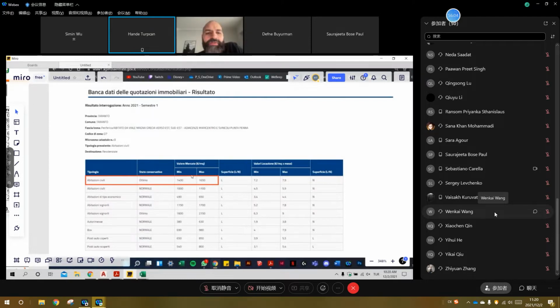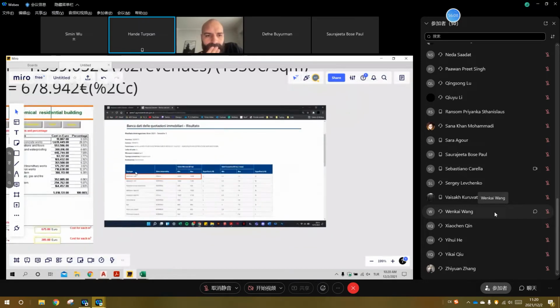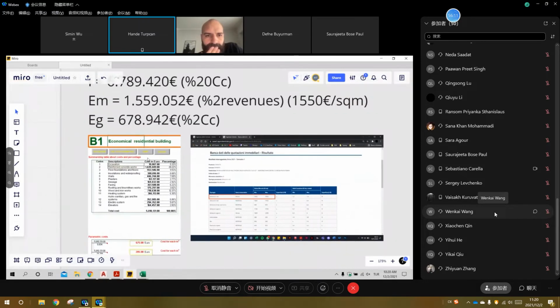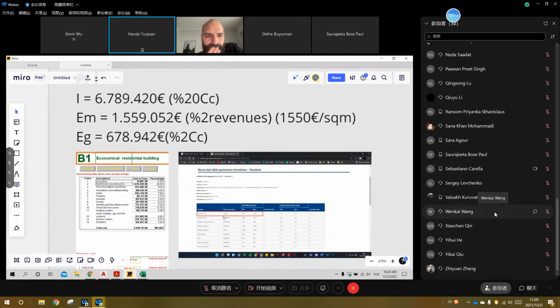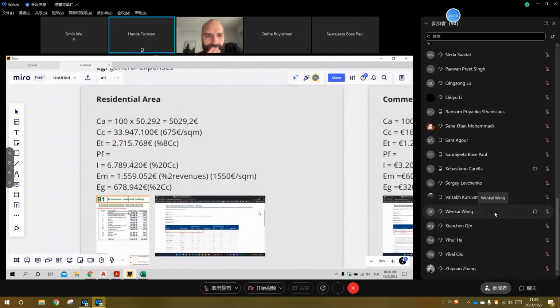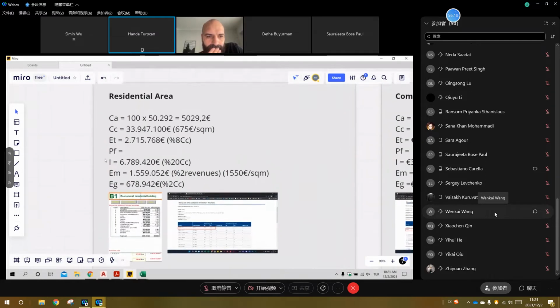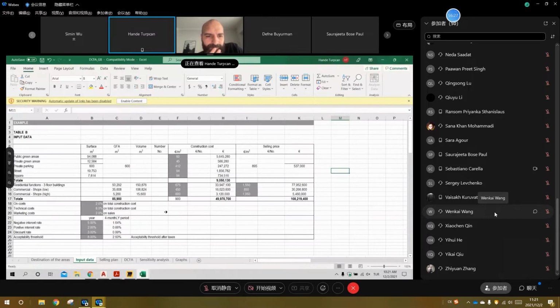For example, for this one, 1,550 for the selling cost. And this was the reference we follow. It was more or less coherent. Only the planning fee was not clear for us to calculate. Okay. We try to follow the references and Agenzia Entrate together.